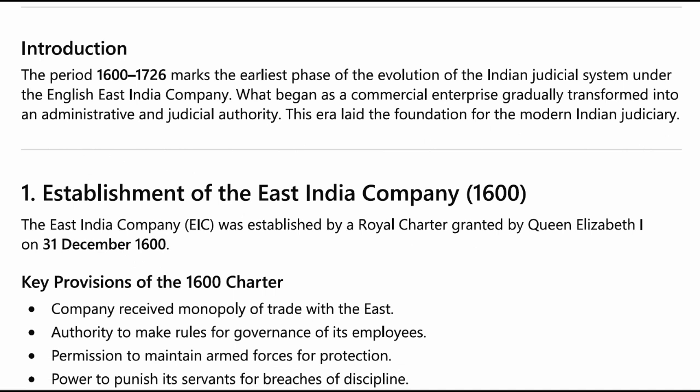The period from 1600 to 1726 marks the earliest phase of evolution of the Indian judicial system under the English East India Company. What began as a commercial enterprise gradually transformed into an administrative and judicial authority. This era laid the foundation for the modern Indian judiciary.